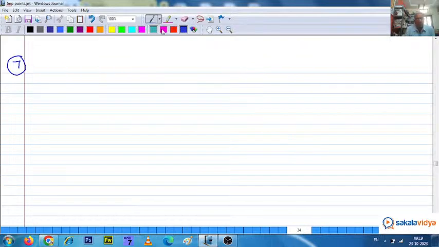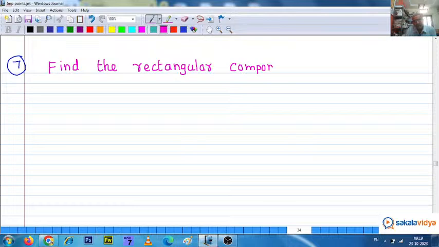7th question. Find the rectangular components of a force of 1000 newtons, which are equal. The magnitude of the force is 1000 newtons.